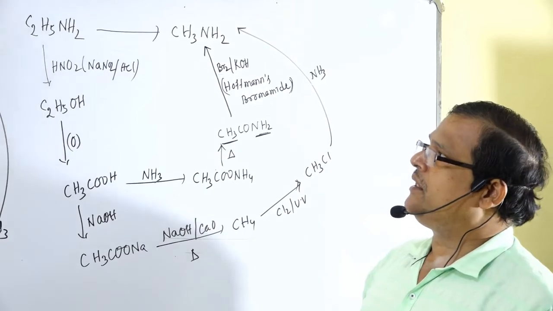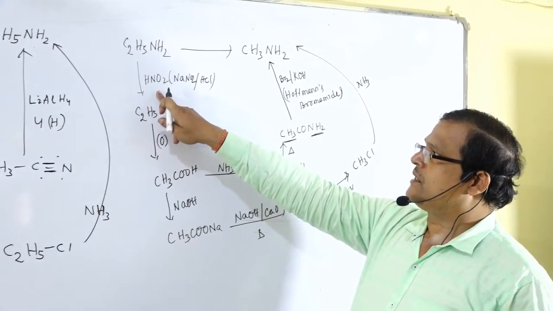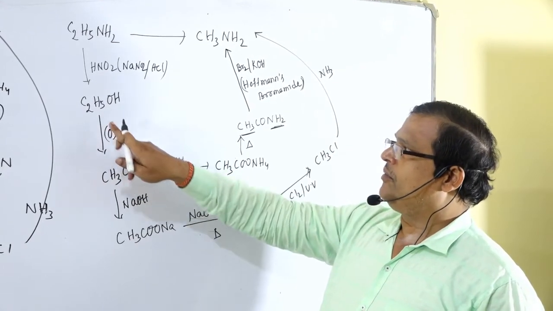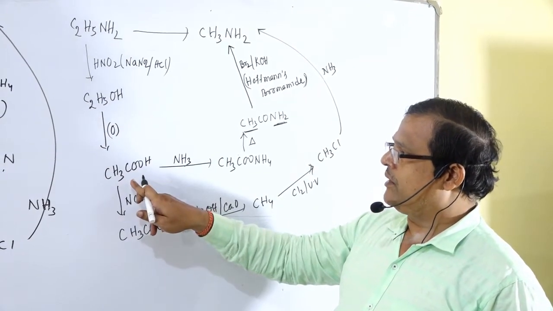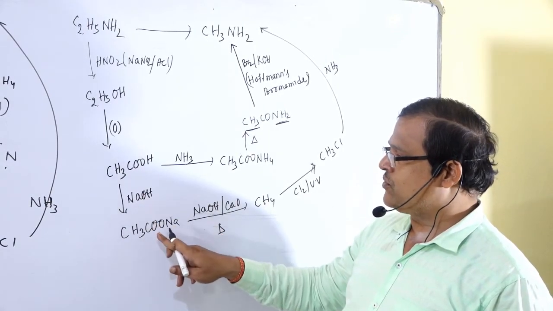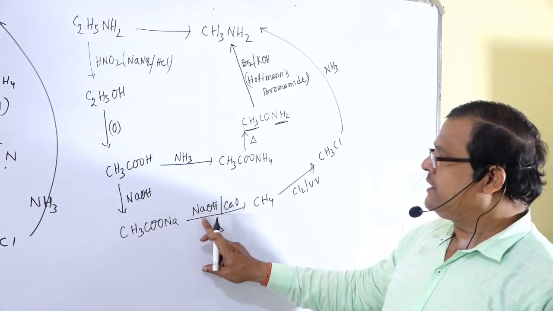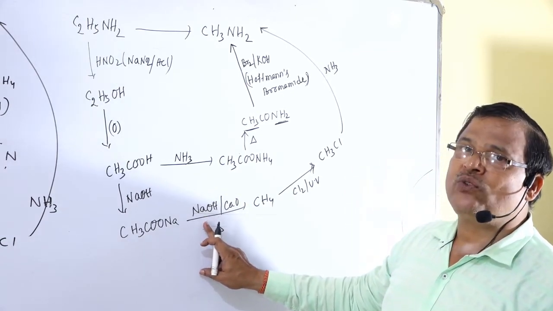So, regarding ethylamine: it reacts with nitrous acid to give ethyl alcohol. Ethyl alcohol is oxidized to form acetic acid. Acetic acid reacts with the base NaOH to form sodium acetate. Sodium acetate is then treated with soda lime.